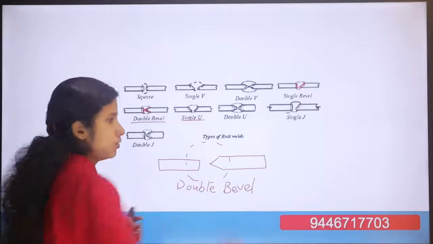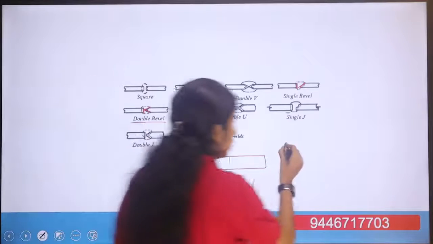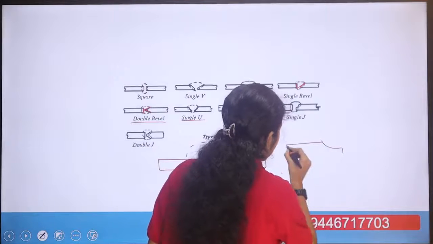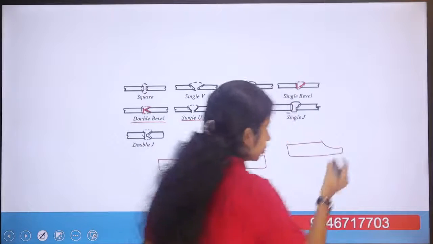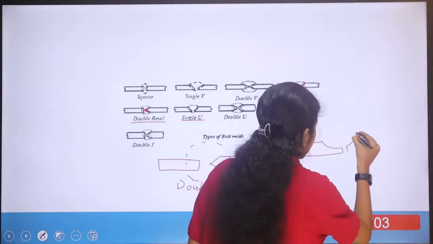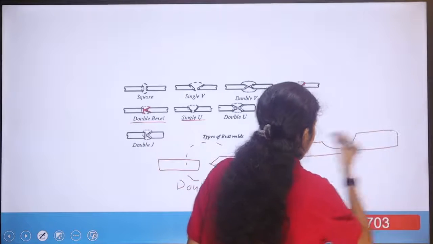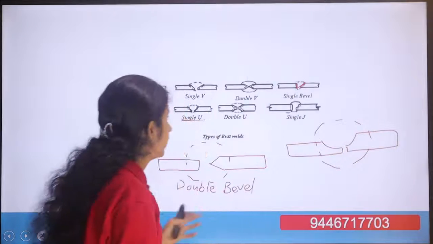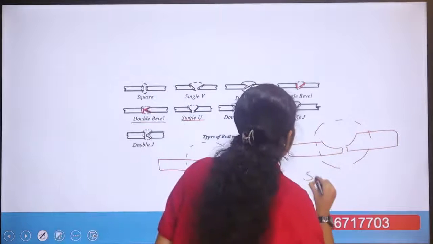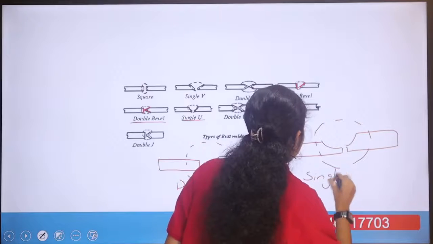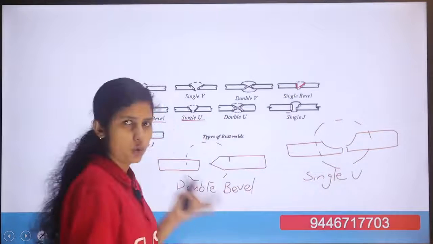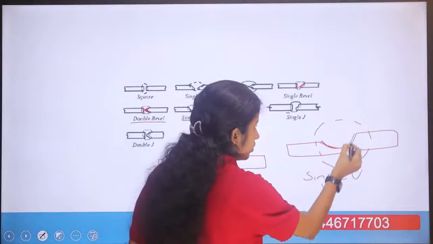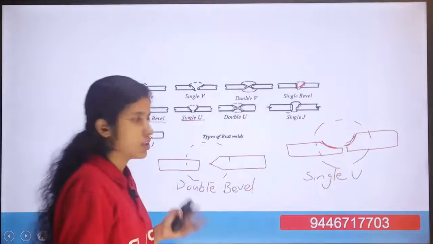And single U means that in two places a U portion is created, and welding is provided between these U plates. This is single U. In this single U, a U section is created in the two plates.